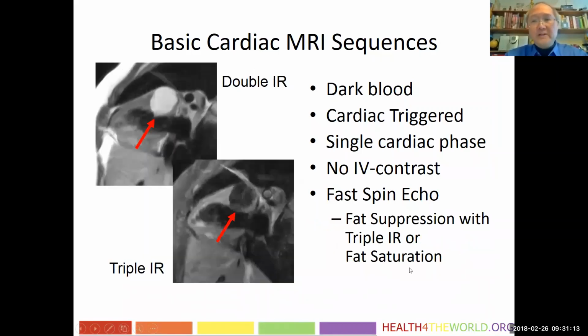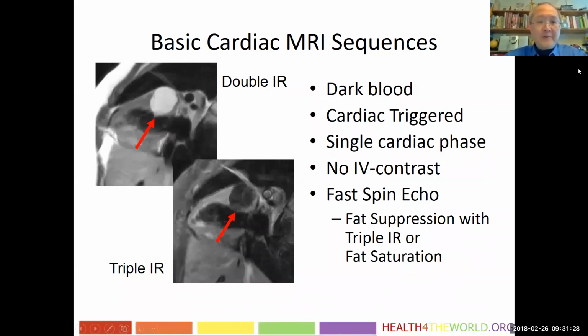Now, by manipulating different parameters of the double inversion recovery or the triple inversion recovery, it is possible to get additional manipulations of the image contrast quality. The most important one is fat suppression.